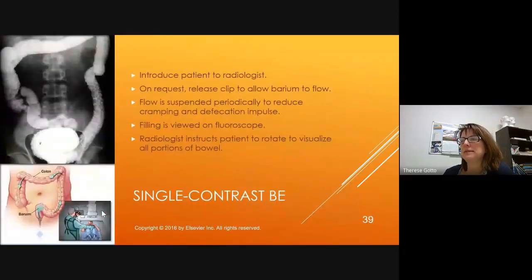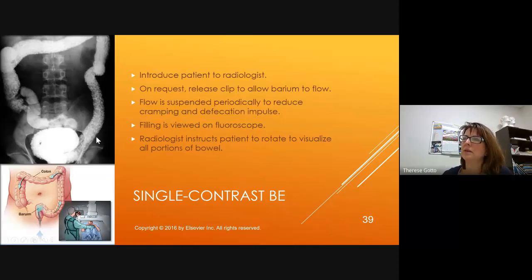Okay, so for a single contrast BE, we're not injecting any air of any kind. It's just going to be barium flowing into the colon. On request, when your doctor tells you to let the barium flow in, you're going to unclamp the barium. He usually takes pictures, and any spot films will be very few for single contrast barium, as long as you can see the flexures.